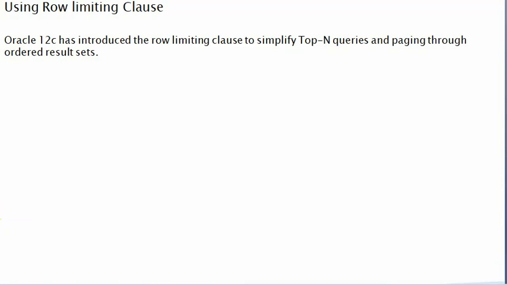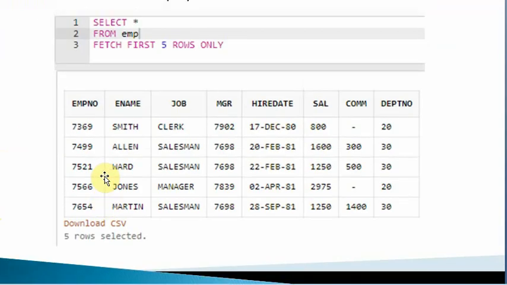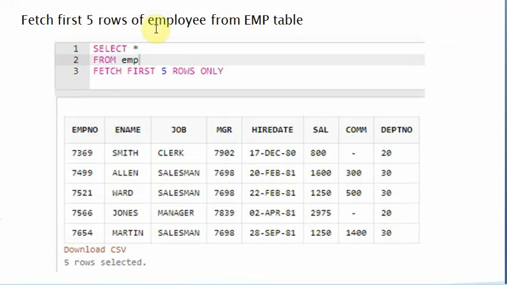Then we have the row limiting clause. This was not there previously, but starting with Oracle 12c, Oracle has introduced the row limiting clause to simplify top-N queries and paging through ordered result sets. Let's see a few examples. To fetch the first 5 employees from the employee table, I can use this row limiting clause, FETCH FIRST 5 ROWS ONLY. So the first 5 rows are fetched here.